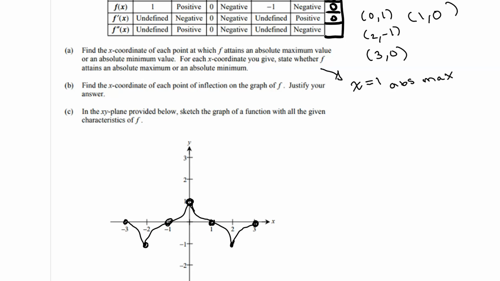Find the x-coordinate for each point of inflection, so that's where we're going to change concavity. We only change concavity at 2 points. That would be at -1 and 1. I'm sorry, absolute max isn't at x equals 1, it's x equals 0. All right. And then we've got our sketch already, so it's all good in the hood.